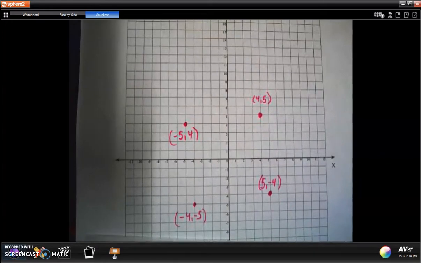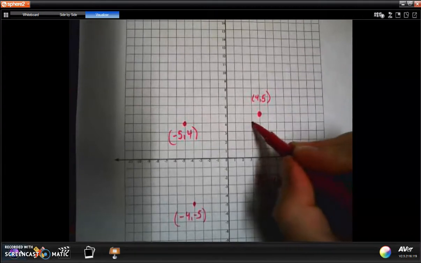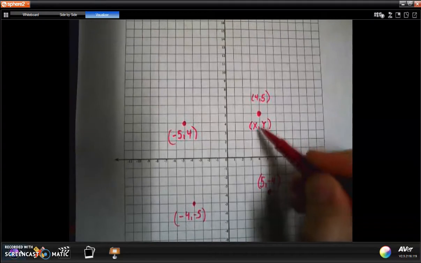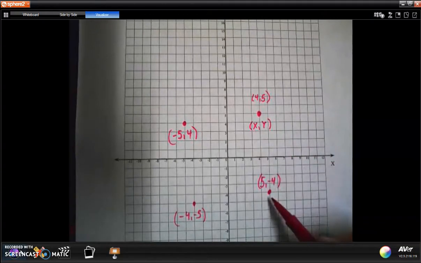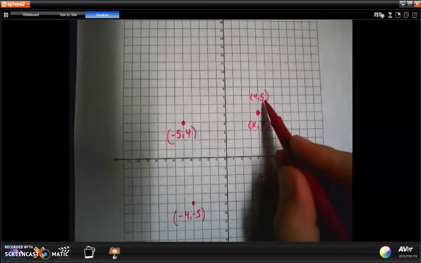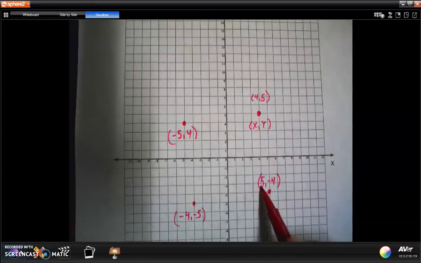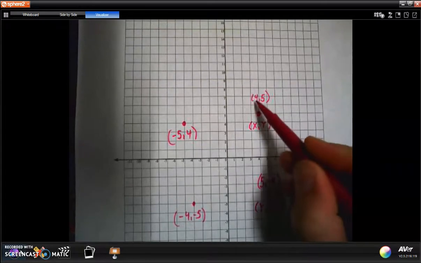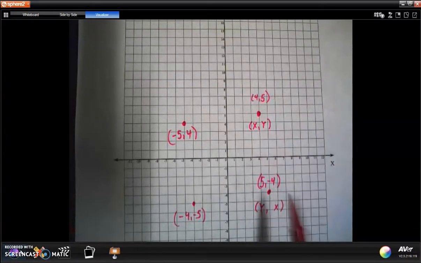So now let's look at what happens. Let's look at the math behind this. Okay? So I started here at the point x, y, 4, 5, and it rotated down here. Now notice it was 4, 5, and then it became 5, 4. In other words, 4, 5 became 5, 4. My x and my y switched places.